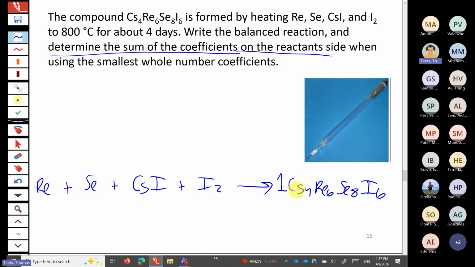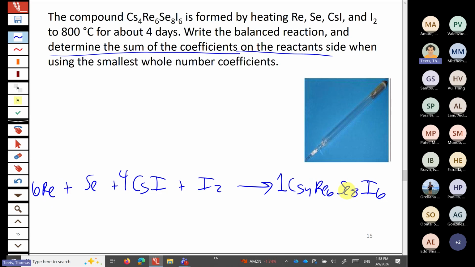So cesium appears in our product as Cs4. So there's 4 cesiums in the product. So that means we need a coefficient of 4 there to have the same number of cesium atoms on both sides. Re6, rhenium is Re. 6 in the product, so we need a coefficient of 6 there on the left to balance that.